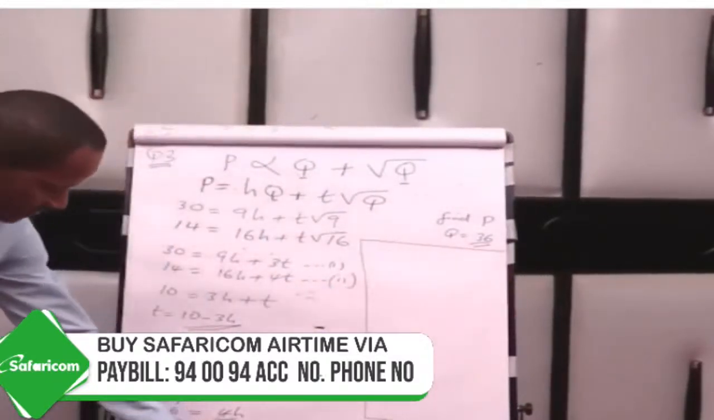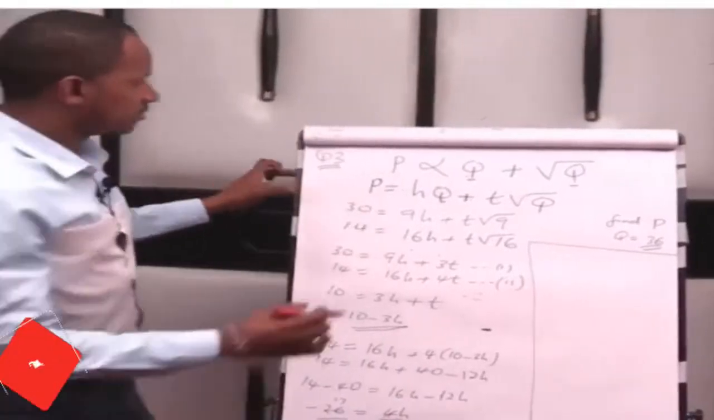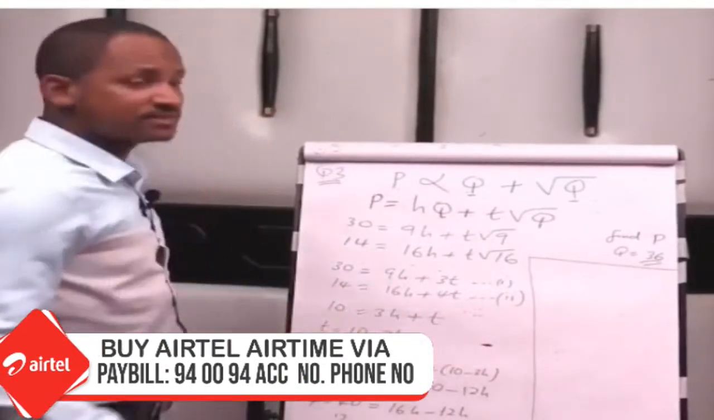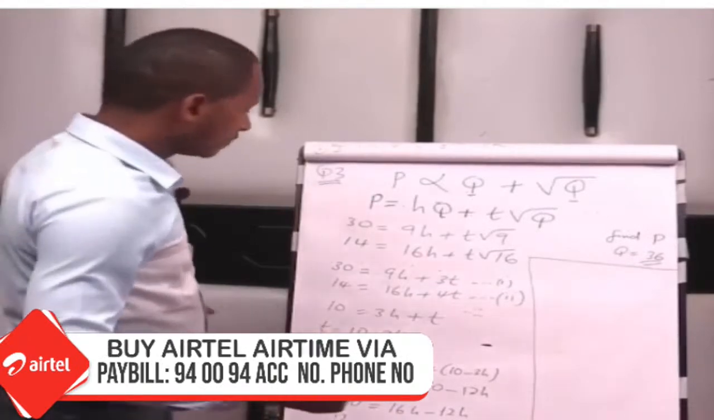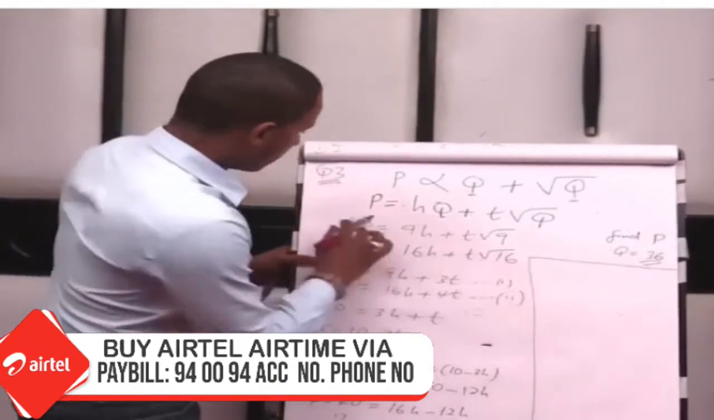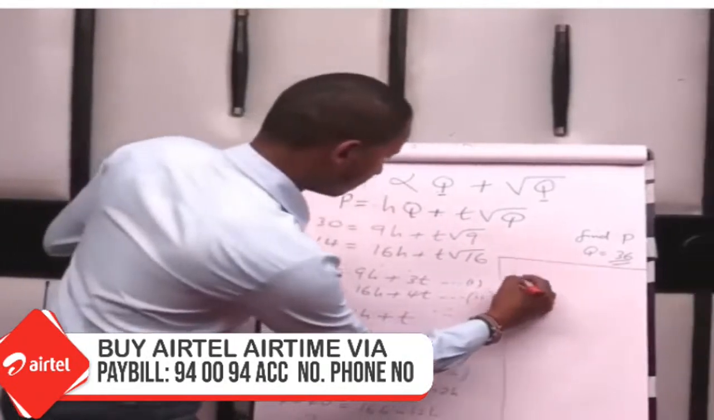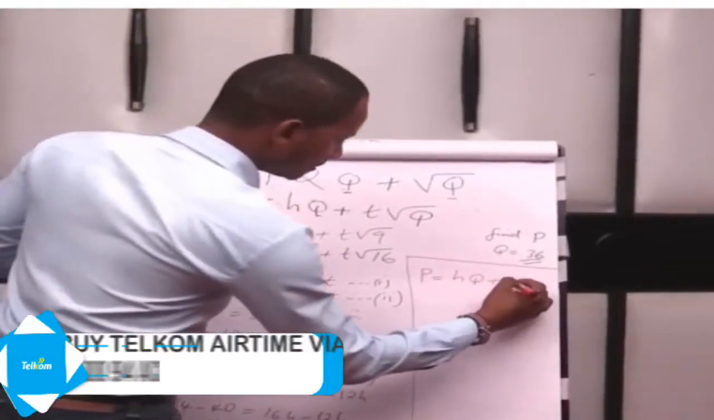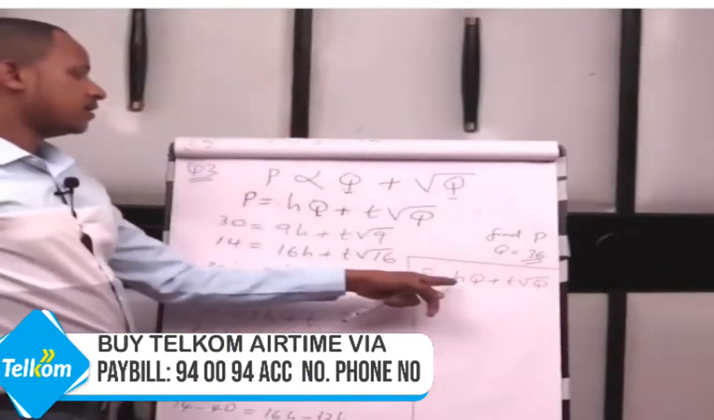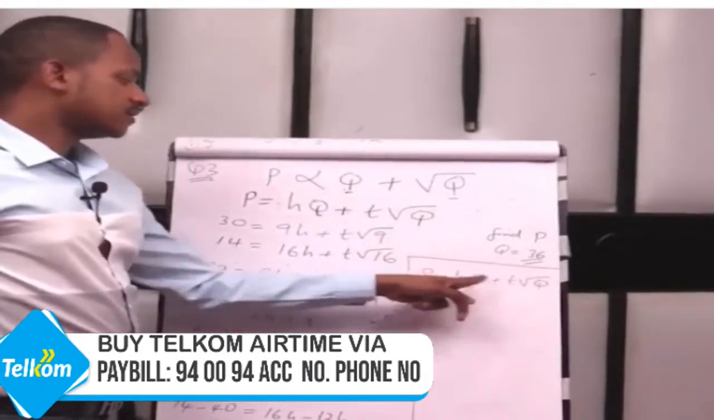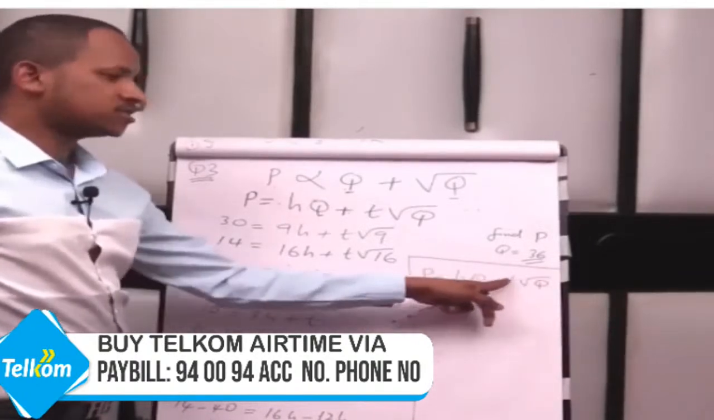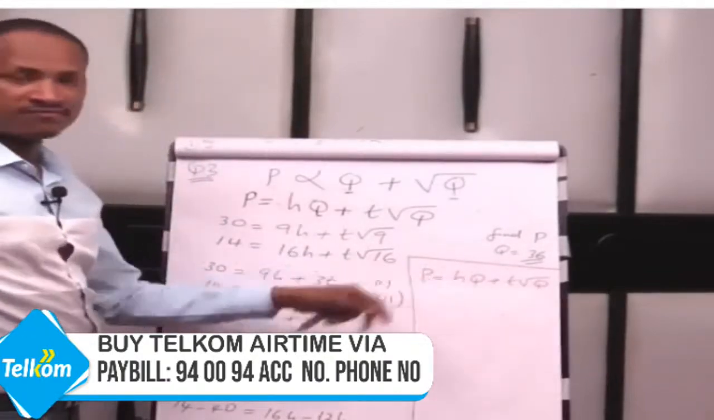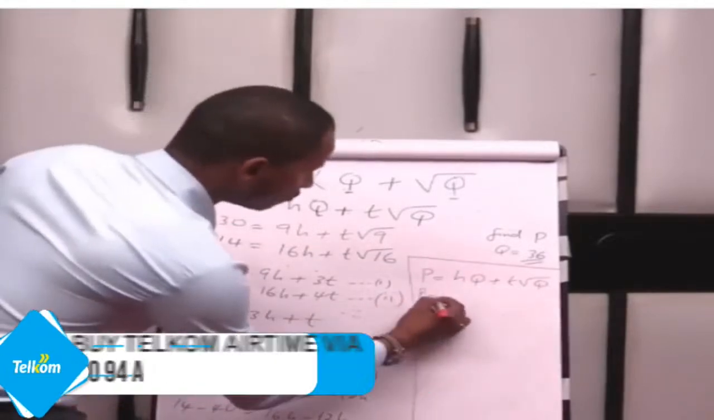We have our values of T and H. Therefore, come to our original equation. What does the question now want? The question tells you to find P when Q is 36. So come back here. P equals HQ plus T times the square root of Q. Remember, H and T are constants. Q and P are variables.